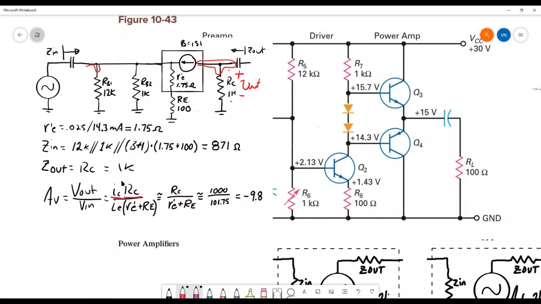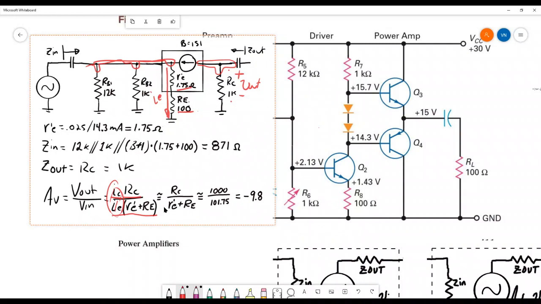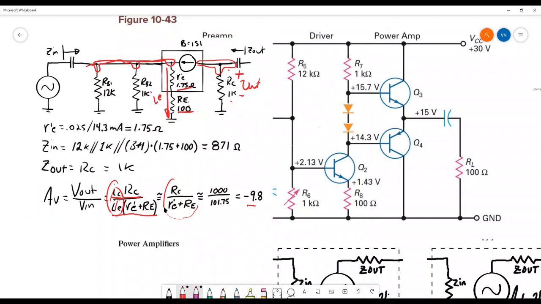Vin now, Vin is this piece of wire here. This is all Vin, and I would say that Vin is equal to IE, that's this current, times these resistances. So Vin is IE times R prime E plus RE. Now the IC over IE, this thing here, is pretty much 1 if beta is any significant value. So we can say it's approximately this. And when I put numbers in for it, I get 1000 over 101.75. Gain is minus 9.8.